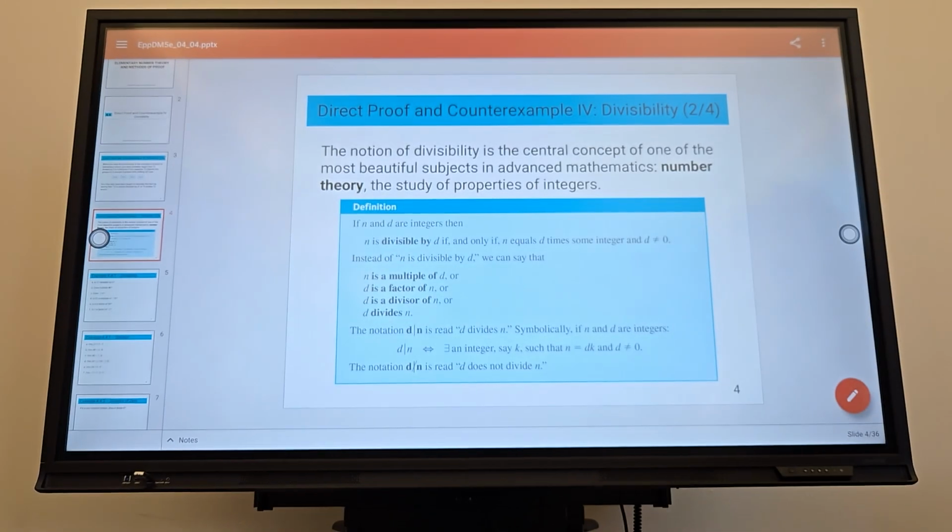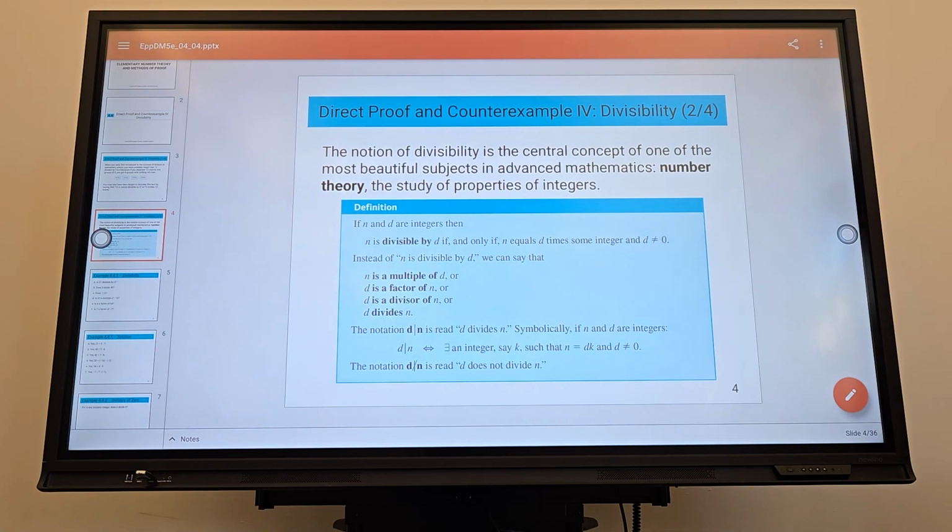The notion of divisibility is the concept of one of the most beautiful subjects in advanced mathematics. I don't know if I'd call it beautiful, but whatever. Number theory, the study of properties of integers.